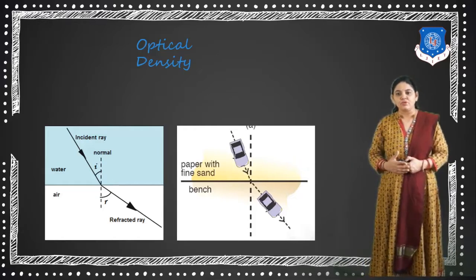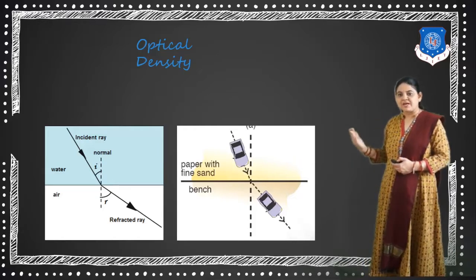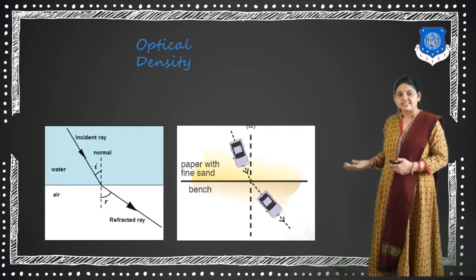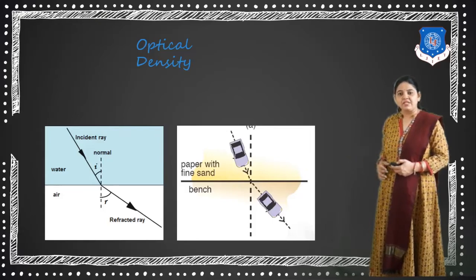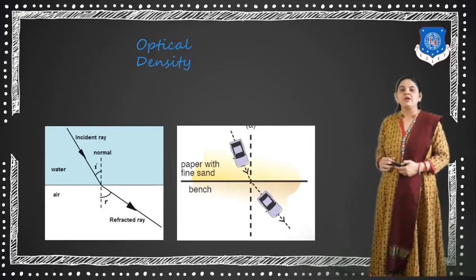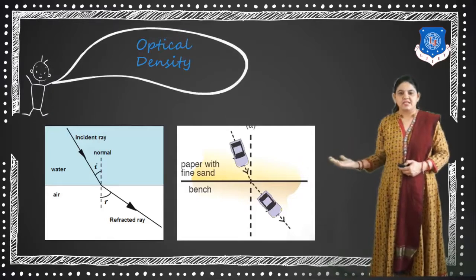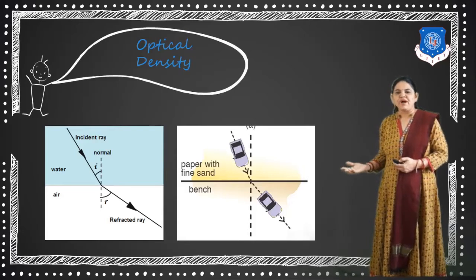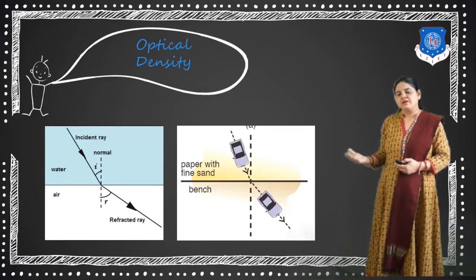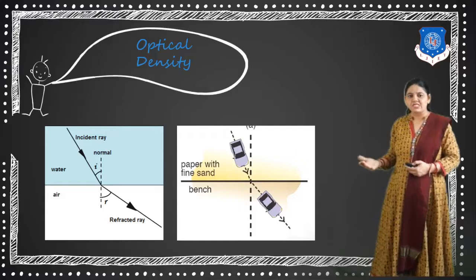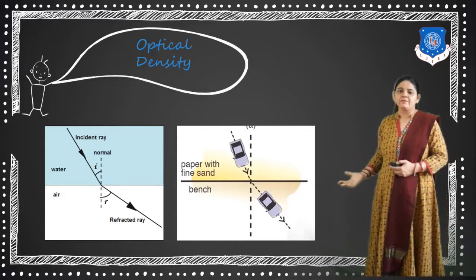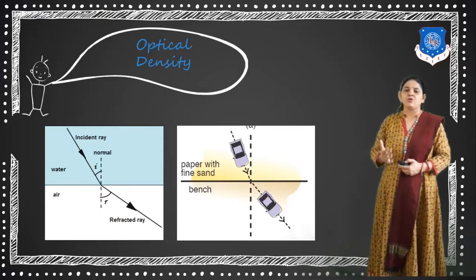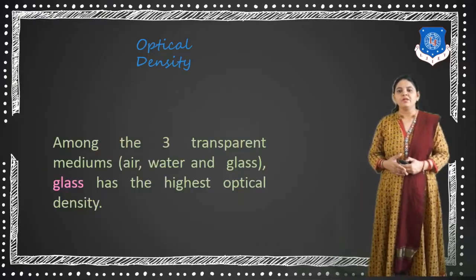Here in the diagram you can see the incident ray passing from the water medium. When it enters the less dense medium, the air medium, you can see that it goes away from the normal axis. A similar diagram is here, with paper and fine sand. When the incident ray passes through this kind of medium and enters the wedge, it goes away from the normal axis.